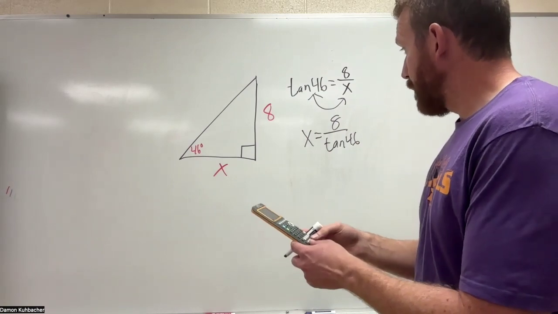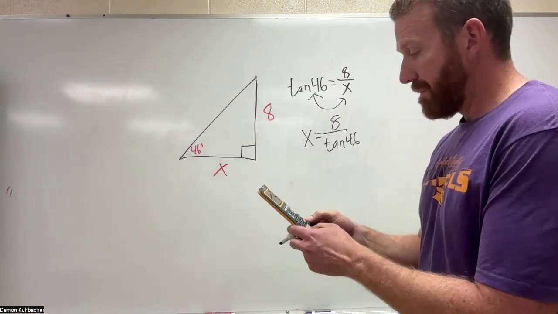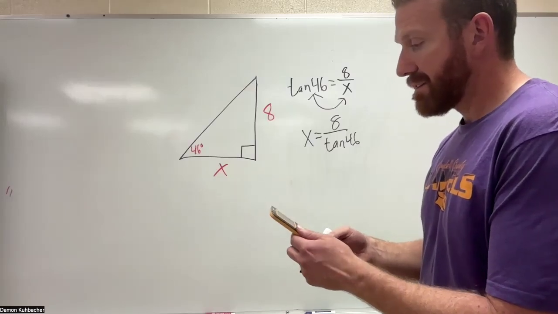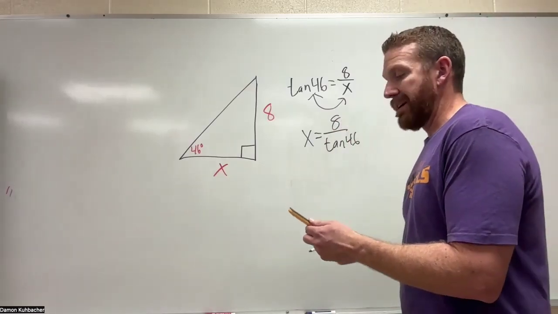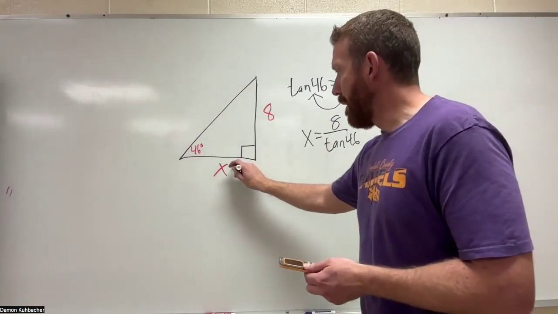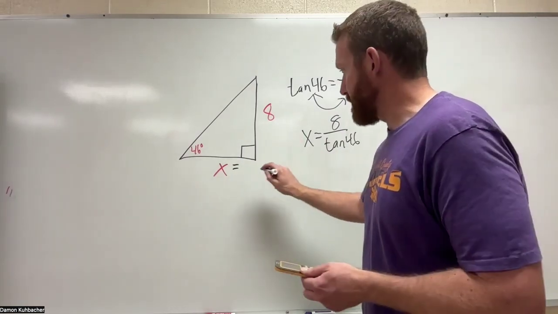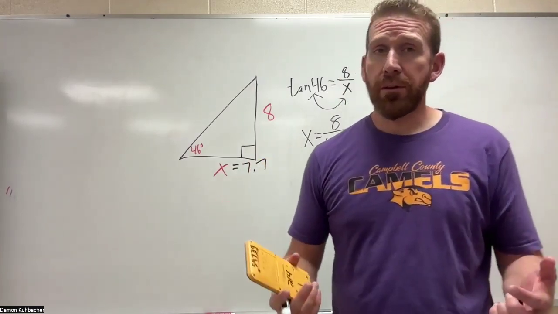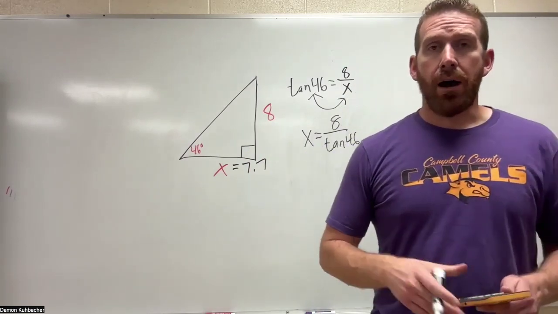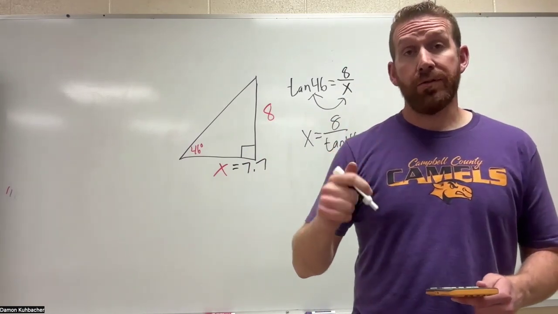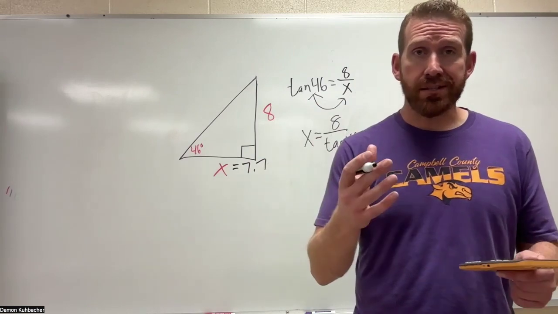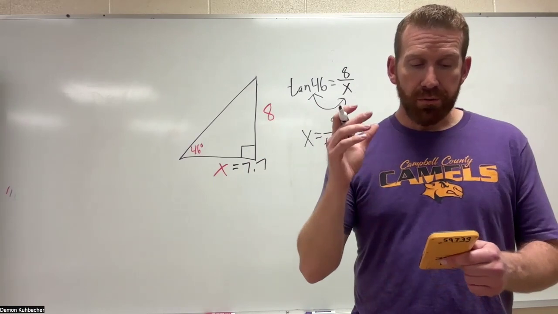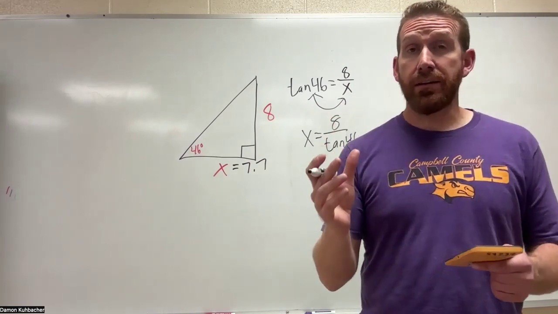So let's fire it up. We've got 8 divided by the tangent of 46, and I get 7.72, so I know if I'm rounding to the first decimal place, it's just going to be 7.7. All right, so hopefully that helps. You can reference this. Pay attention to where your variable is, whether it's on the opposite side or the adjacent side. That is going to affect how you solve these. So go through, give it a go, and then I want you to hand in the work when you're all done.